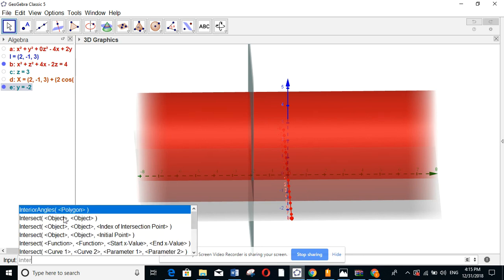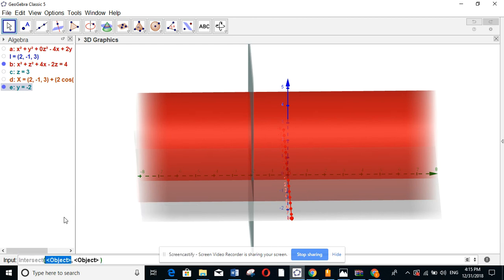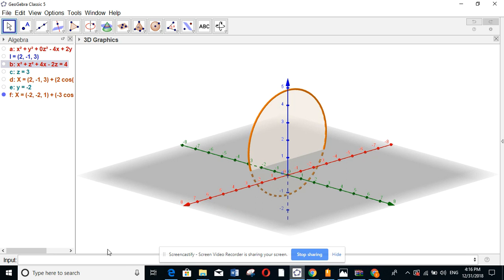If you take the intersection between object B and object E, you're going to get the circle. And if you want to find the center, center F, I know its elevation directly: its y must be -2. So you can see -2.